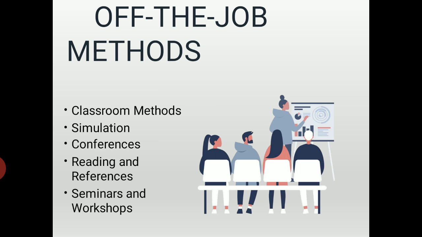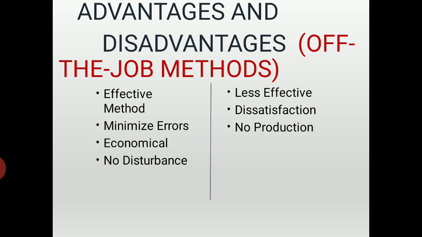Off the job methods can be classroom methods, simulation, conferences, reading and references, seminars, and workshops. The advantages are: it is an effective method, minimizes errors, economical, and no disturbance is there. Whereas its disadvantages can be dissatisfaction to the employee, and there is no actual production done by the off the job methods.